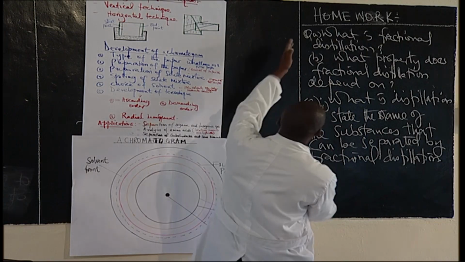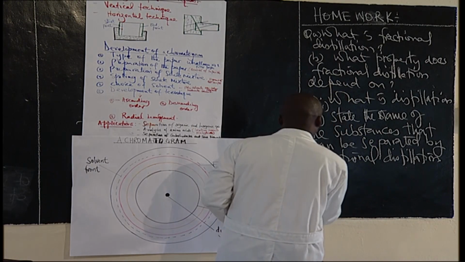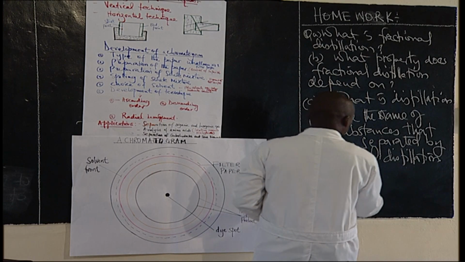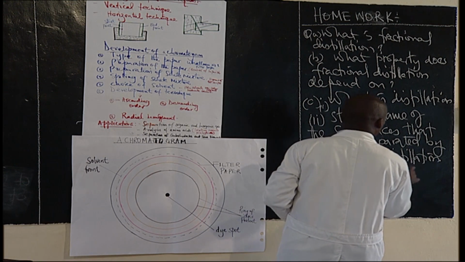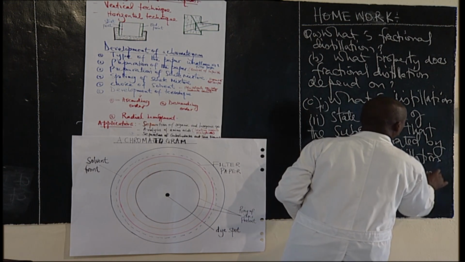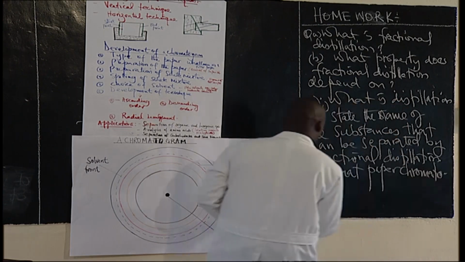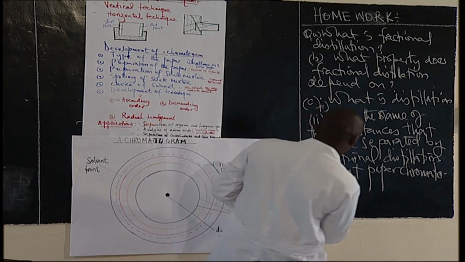That was A, B, C. Number D, what is paper chromatography?